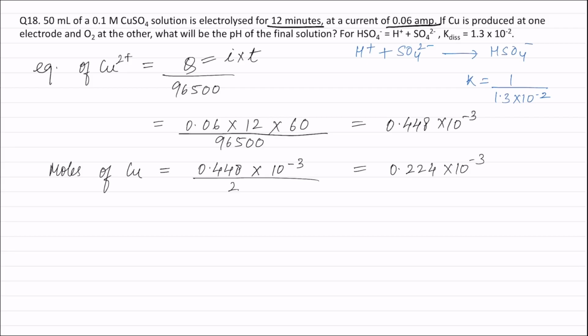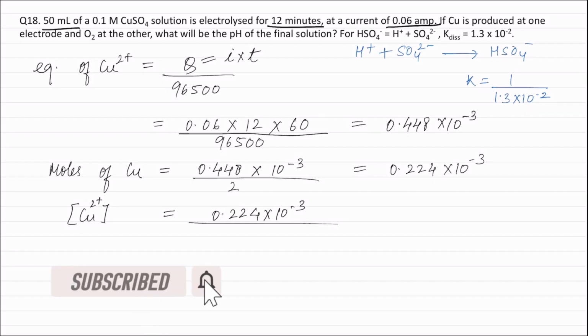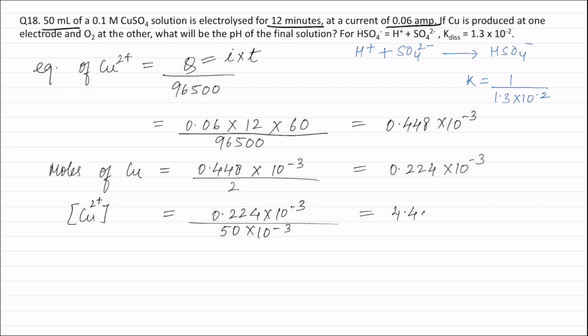We know the moles of copper and we know the volume of solution is equal to 50 milliliters. Therefore, the concentration of copper ions is equal to moles of copper, that is 0.224 × 10⁻³, divided by the volume of solution in liters. The volume of solution is given in milliliters. Therefore, the volume of solution in liters will be 50 × 10⁻³ liters. And this is equal to 4.48 × 10⁻³. Therefore, the concentration of copper ions discharged is equal to 4.48 × 10⁻³.